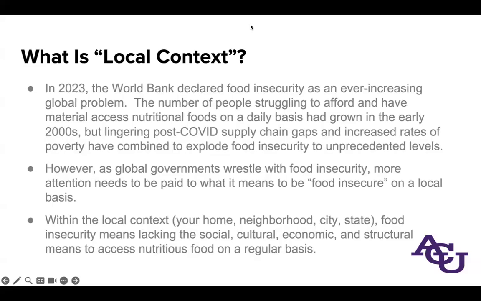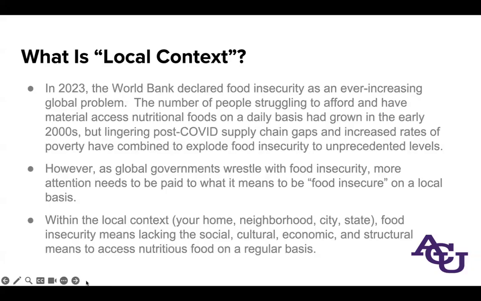So, lingering post-COVID supply chain gaps and increased rates of poverty have combined to explode food insecurity internationally to unprecedented levels. However, as global governments wrestle with food insecurity, more attention needs to be paid to what it means to have food insecurity locally. What does it mean when it's in your home? When you are literally missing meals because you can't afford to buy food? When it's in your neighborhood, your city, or your state?